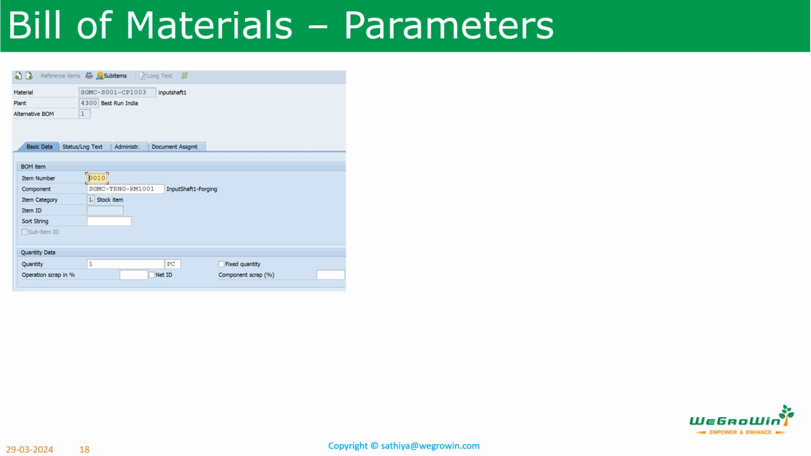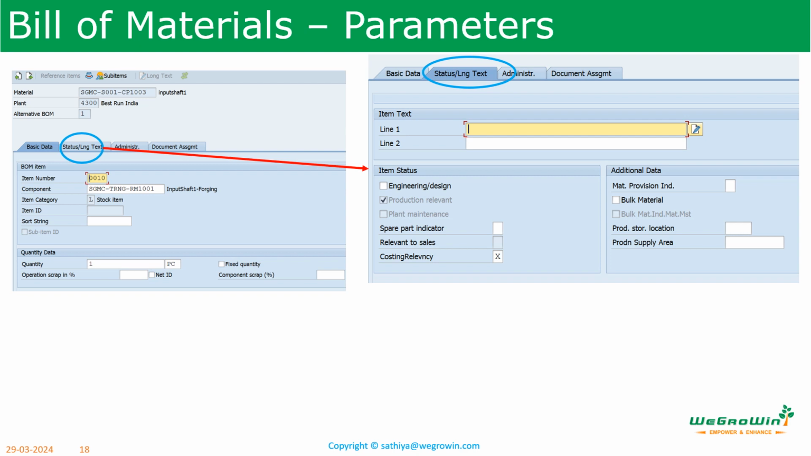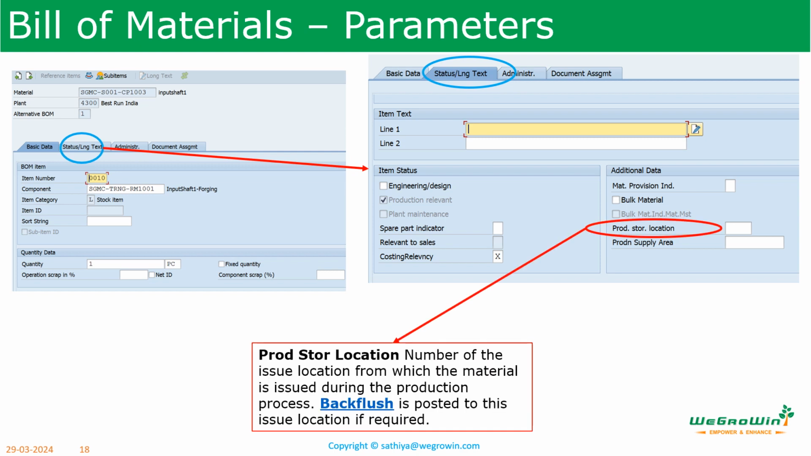Now, as we said, we are in the first tab, that basic data, but we want to see some more details. Let us go to the status long text tab. The status long text tab, we are seeing various details. One is the production store location. This production store location is the issue location from which the component has to be consumed during the backflush. For that we can use it.